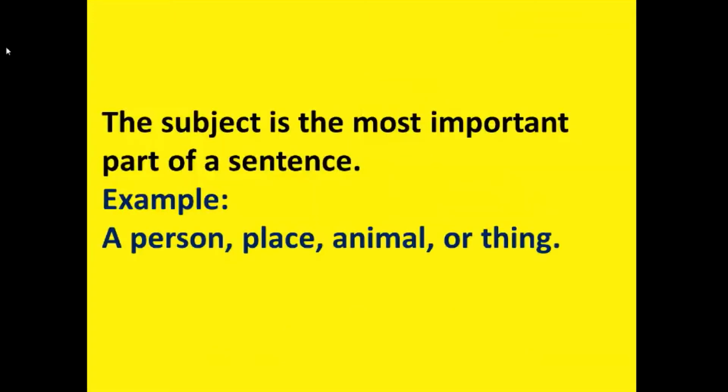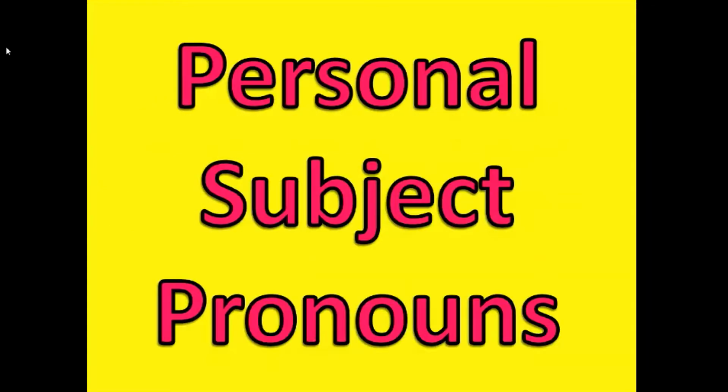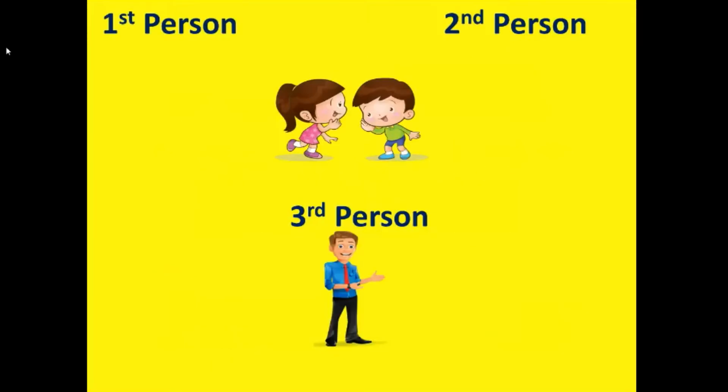Subject. The subject is the most important part of a sentence. A subject could be a person, a place, an animal, or a thing. We also call them as nouns. Nouns could be replaced by words that are called the personal subject pronouns. There are three types of personal pronouns: the first person, the second person, and the third person.